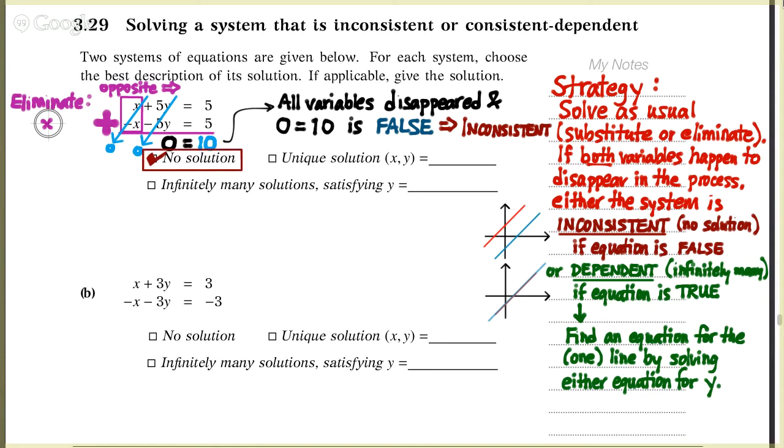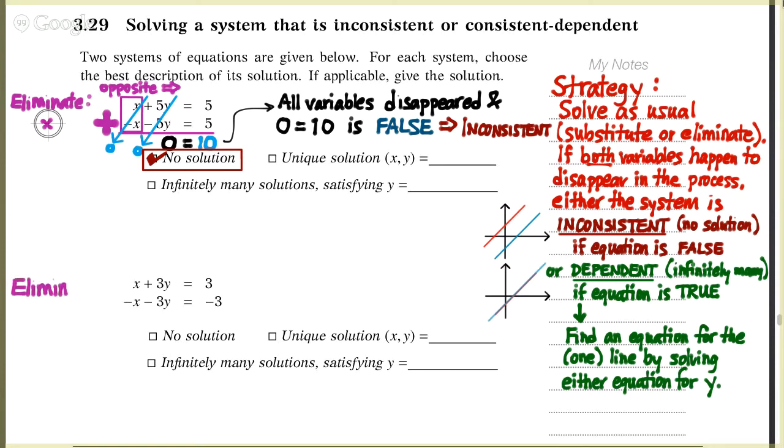So if we were to graph these two lines, we would get a graph that looks like this situation right there. We would have a couple of parallel lines that have no point of intersection in common. So that's what happens when all of our variables disappear and we're left with something untrue. Let's look at the second example.